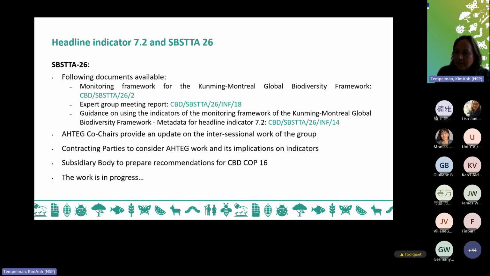So at Substat 26, the ATEC co-chairs will provide an update on their intersessional work of the group. And contracting parties will be enabled to consider ATEC work and its implications on indicators, and then recommendations will be prepared for CBD COP16. So this is all in terms of headline indicator 7.2, still work in progress, but we've made really huge steps over the past couple of months, and we sincerely hope that by COP16 we will have a headline indicator that is both functional and operational.